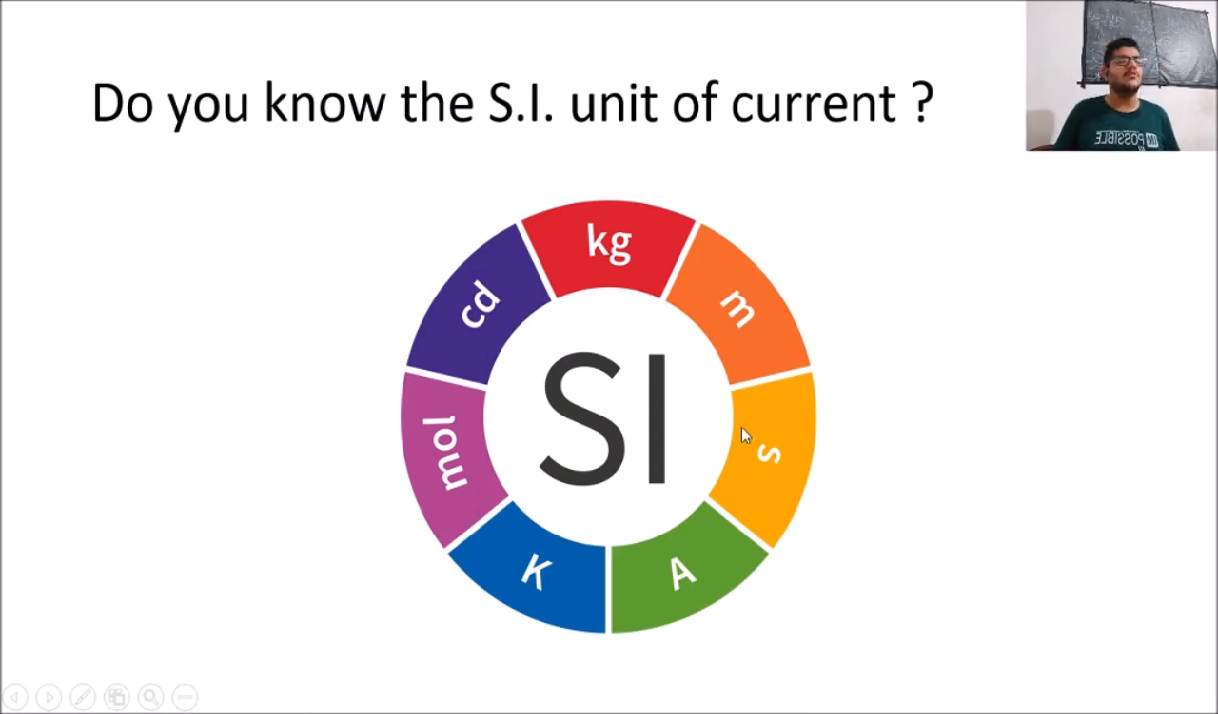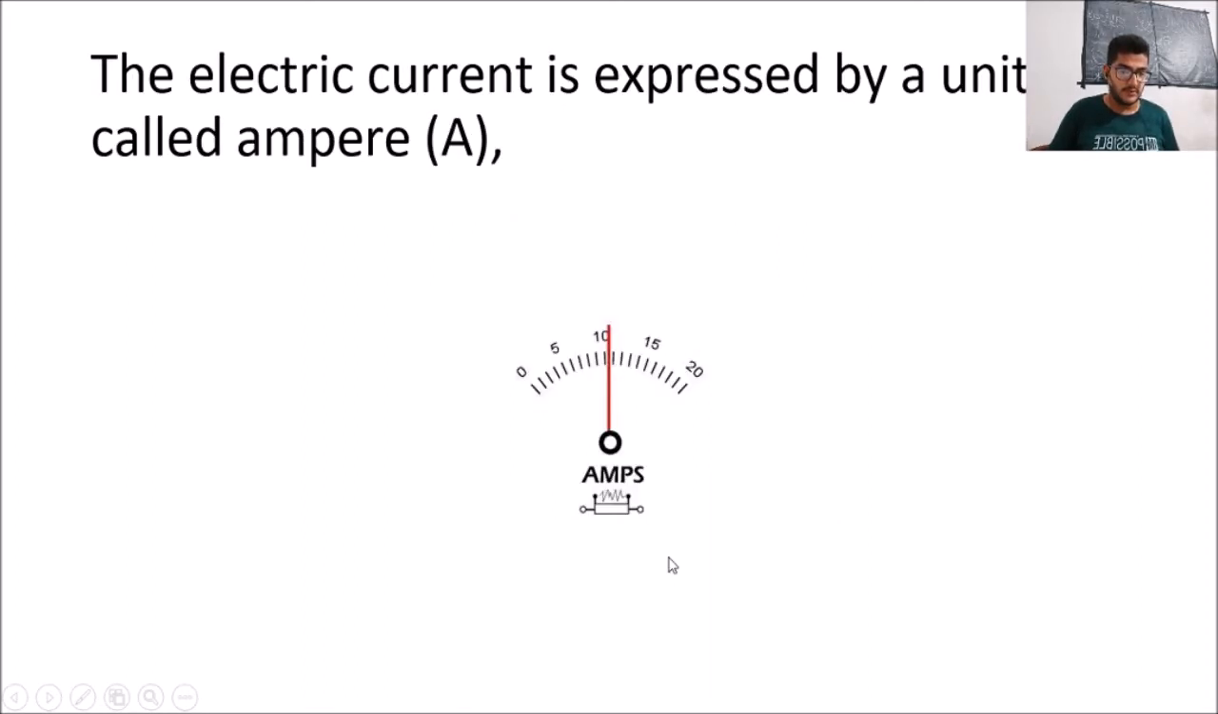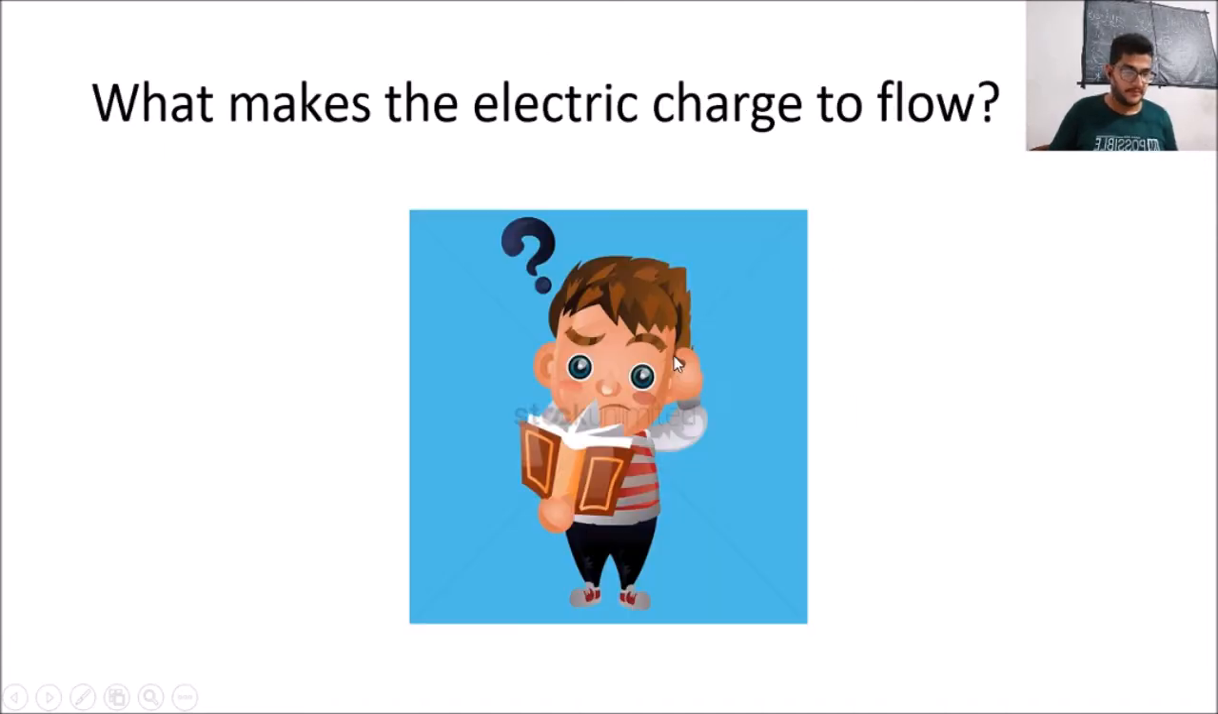So what is the SI unit of current? It is simple. From these options, which is the SI unit of current? It is the ampere, A.